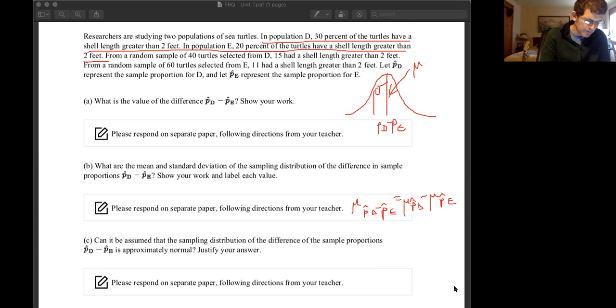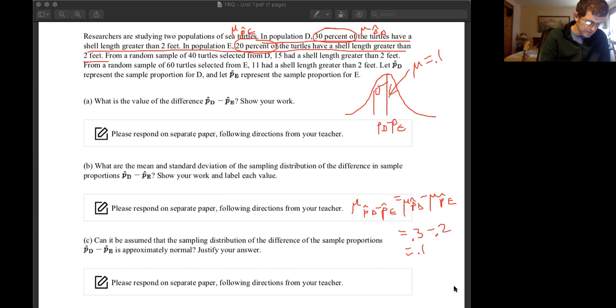Anyway, so the population mean for D is going to be 0.3. That's that 30% right here. This is the mean of p hat sub D. And so the 20% right here is going to be the mean of p hat sub E. So it's going to be 0.3 minus 0.2, which is 0.1. So the mean of this will be 0.1.